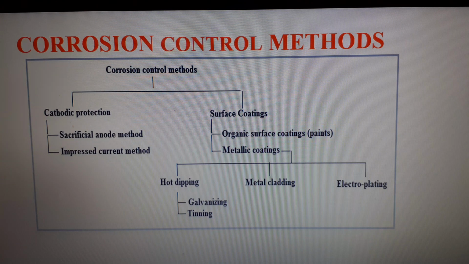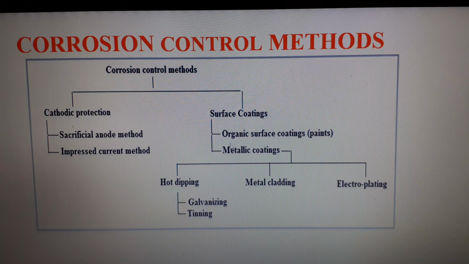But here we are discussing majorly two types of control methods. First we discuss cathodic protection, in which we will be studying what the sacrificial anode method is and what impressed current is, and the second is surface coating. Surface coatings may be organic, like paint, which is not in your syllabus, so we are not going to discuss this.